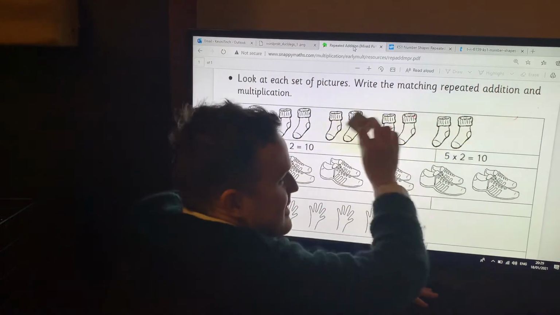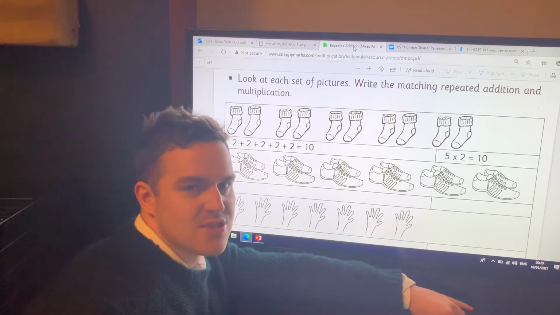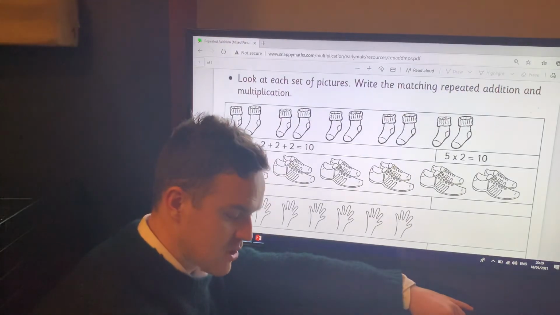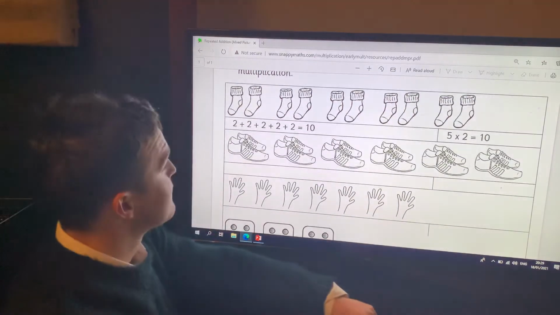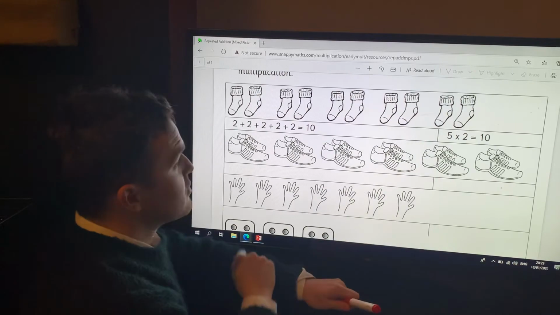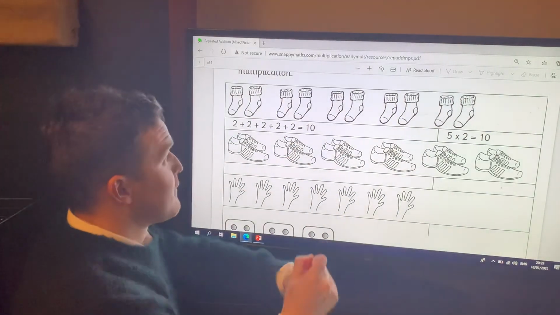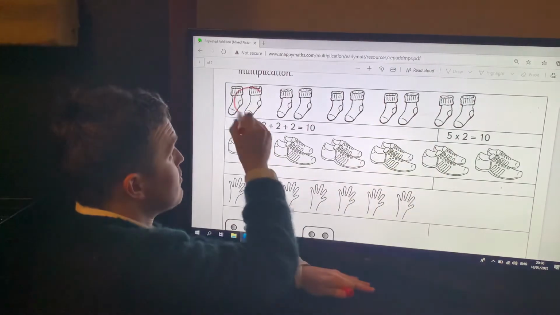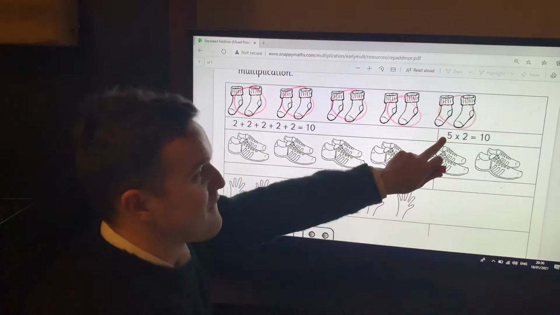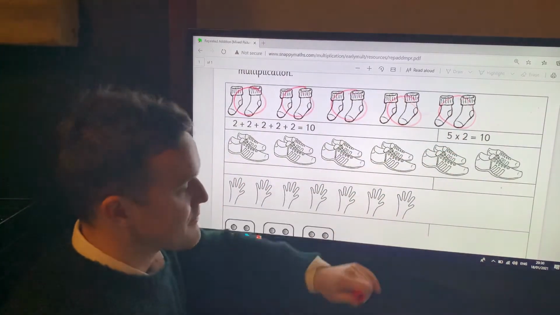The key here is concentrating and really taking your time. What it's asking you isn't that difficult. You just need to do it very slowly. Okay, so I've got an example here. We have 2 add 2 add 2 add 2 add 2 equals 2, 4, 6, 8, 10. And then we have our multiplication. 1 group, 2 groups, 3 groups, 4 groups, 5 groups. 5 groups of 2 equals 10. So we get the same answer.